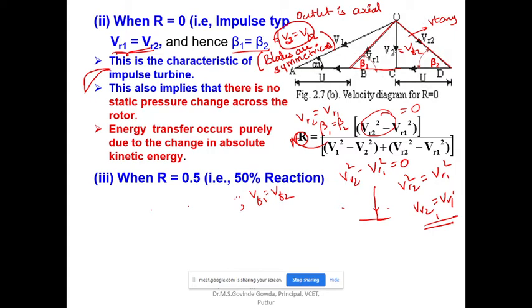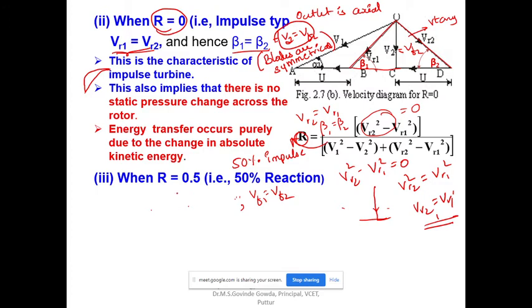Next, the third type is R equals 0.5, or 50% reaction, we say. Whenever we say 50% reaction, what will be the other 50%? If the turbine is operating on 50% reaction, what will be the other 50%? No reaction. What is that term called? If there is no reaction, then we say it is the impulse turbine. So 50% reaction means the other 50% is impulse.